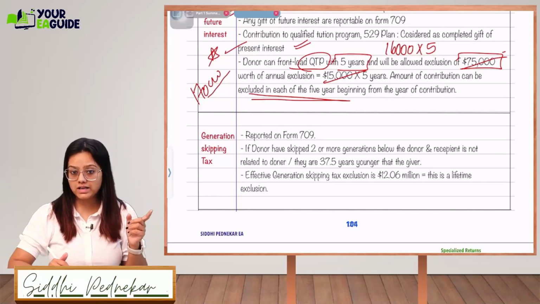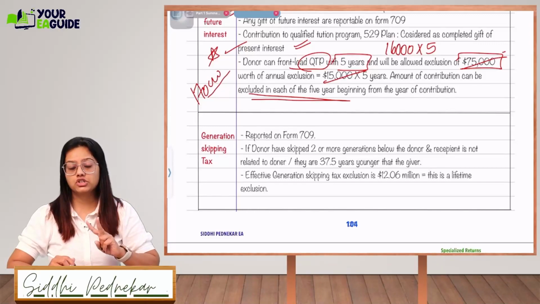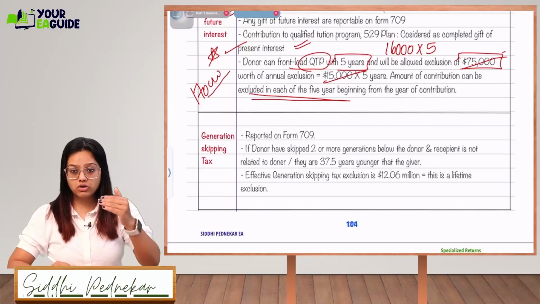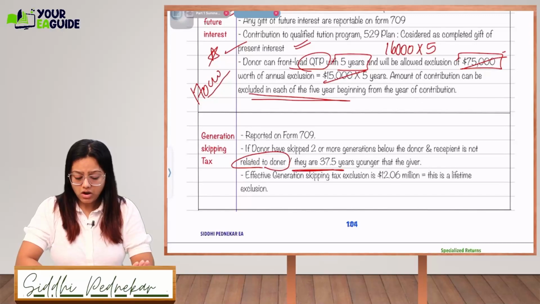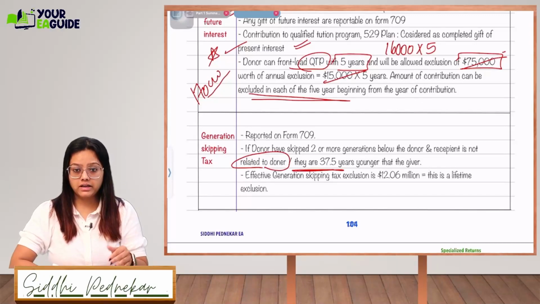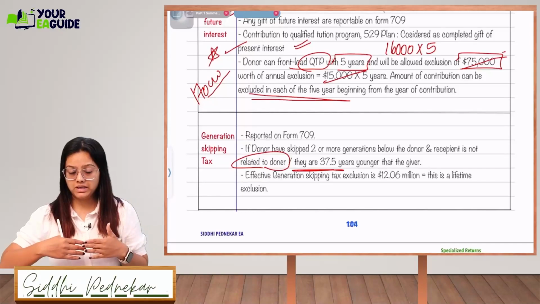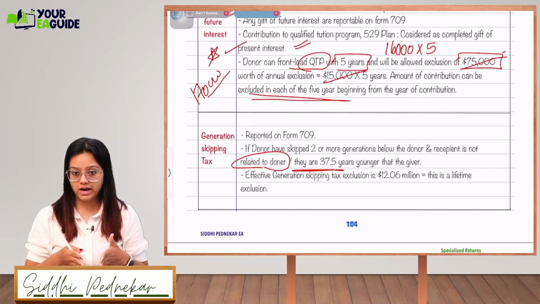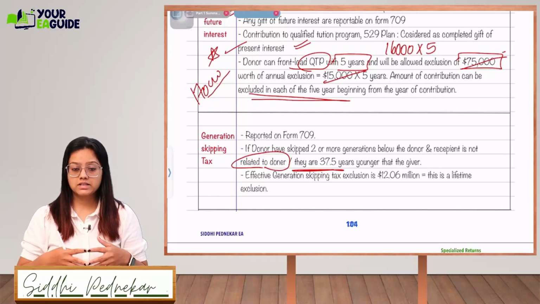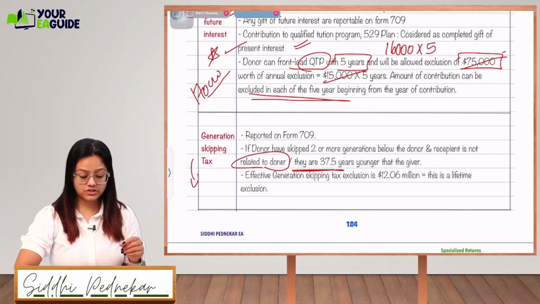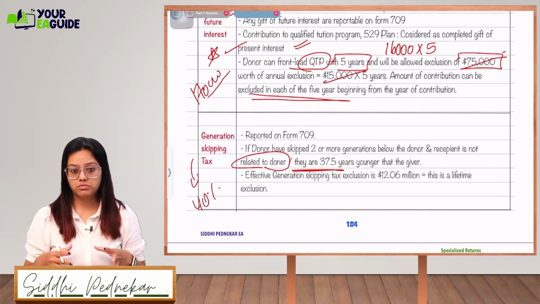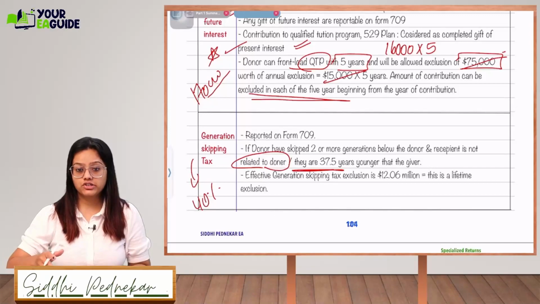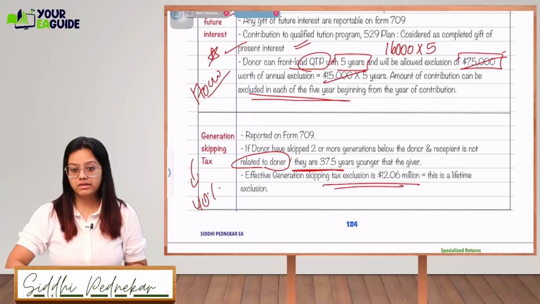So if the donor has skipped two or more generations below the donor and the recipient is not related to the donor, or if they are related, then the age difference between my grandfather and me is less than 37.5 years, then in that case it will be liable for generation skipping tax, which is a fixed 40% rate. GST is flat 40%. Okay, so effective generation skipping tax exclusion will also be available, right?